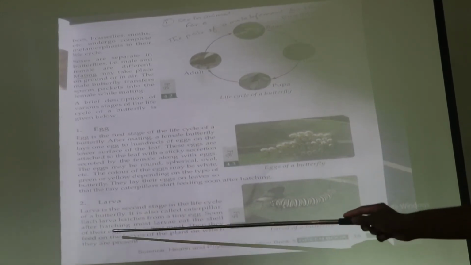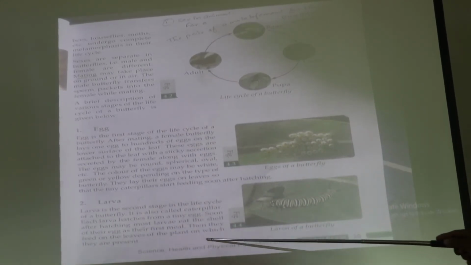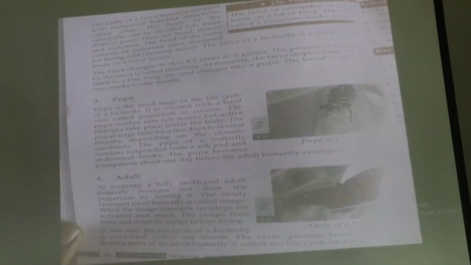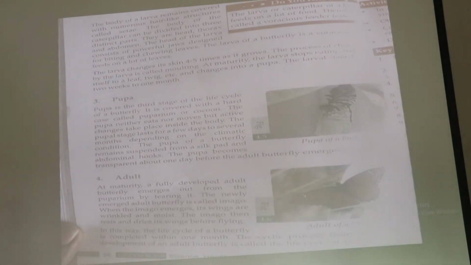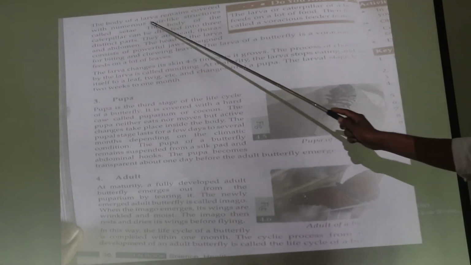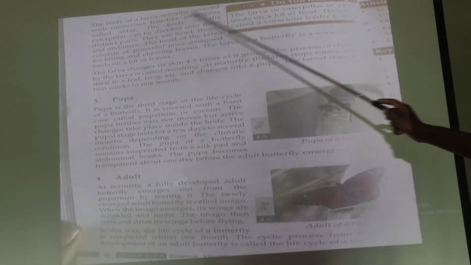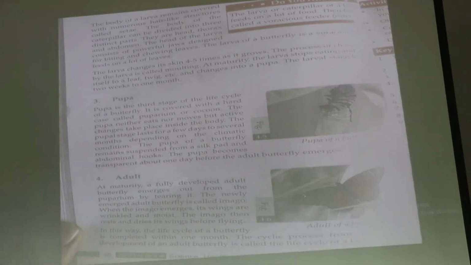Then they feed on the leaves of the plant on which they are present. The body of the larva remains covered with numerous hair-like structures called setae.